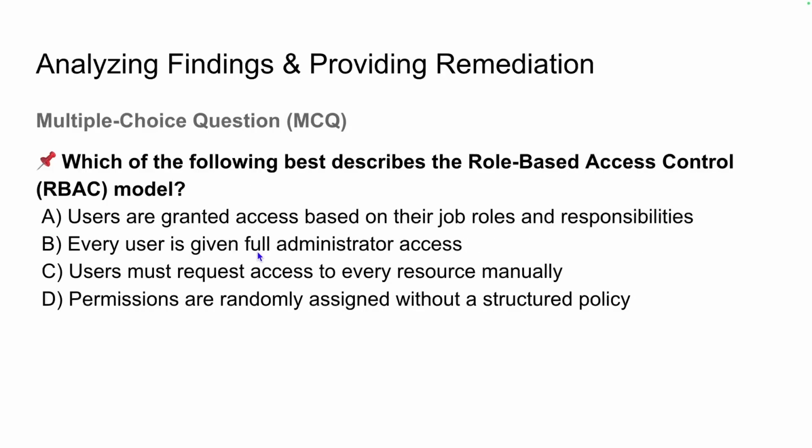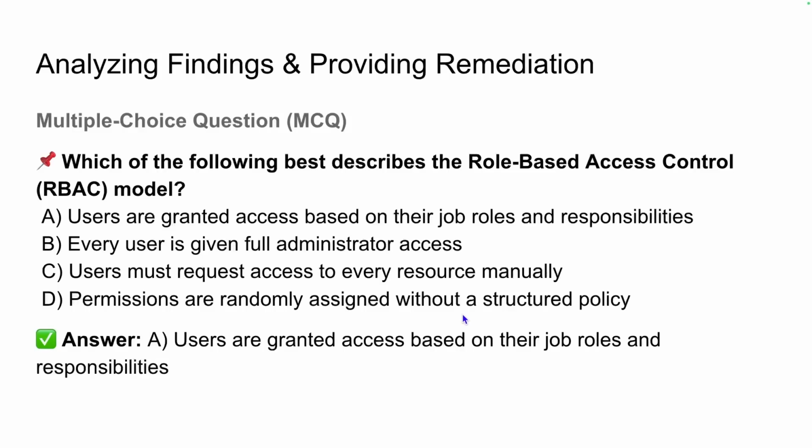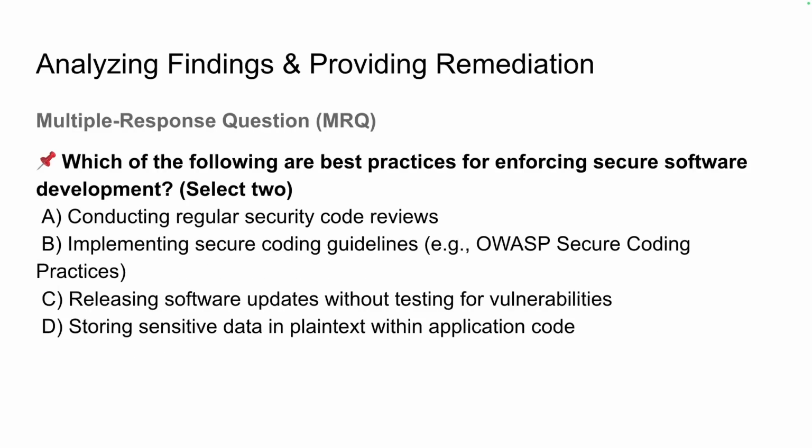There we go. Which of the following best describes role-based access control? This is a multiple choice question, so one response here. So what best describes RBAC? Users are granted access based on their job roles and responsibilities. I mean, that would be the answer. Every user is given full administrator access. No. Users must request access to every resource. That's probably not it either. You don't want to force them to manually request access to every resource all the time. That's not a good idea. Permissions are randomly assigned without, that's obviously not a good answer. So A would be the answer there, access granted based on job roles and responsibilities.